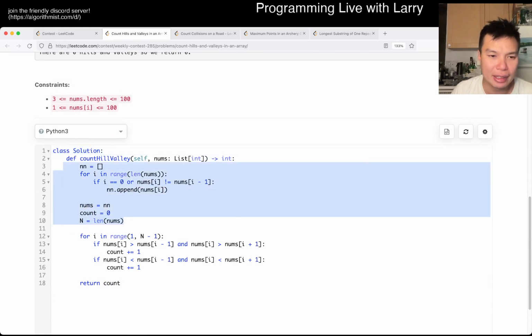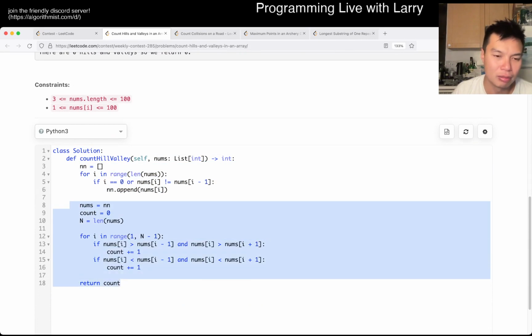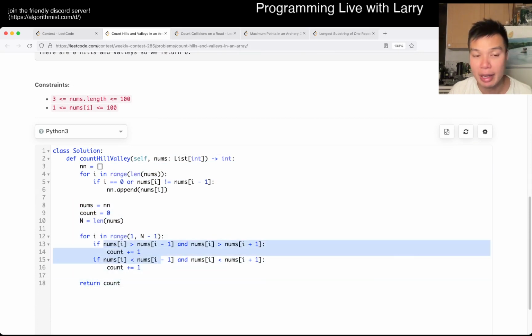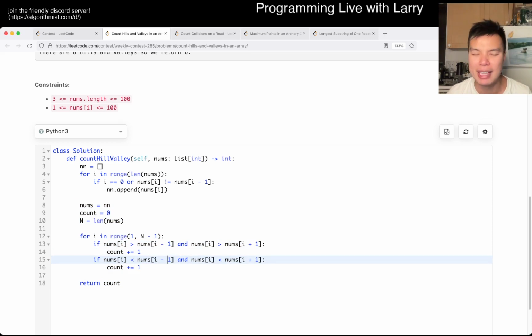This is the way that I did it. Like I said, I remove adjacent duplicate values, and then I look to see whether each element is a hill or a valley by looking at adjacent values. That's pretty much all I have for this one. It's linear time, linear space, the way that I did it.